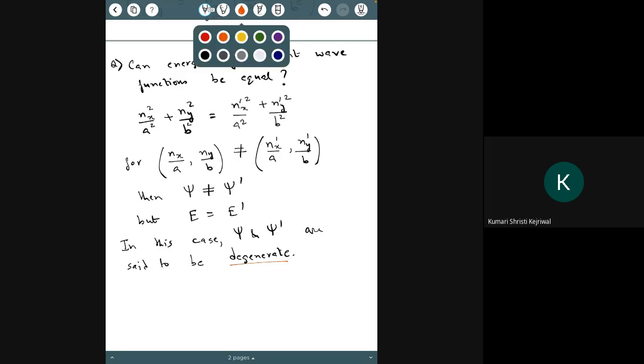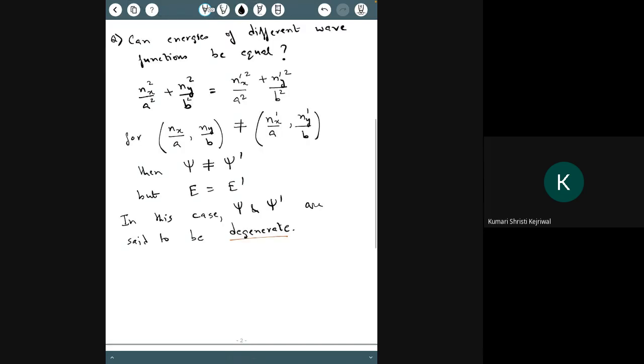And this is the first time we encountered this, in a 2D box. In a 1D box, we only had nx, so there is no question of degeneracy. And we drew the levels as well. There was only one wave function per energy level. But in this case, there are two. So before we draw it, we will consider a special case again, which is the square box.